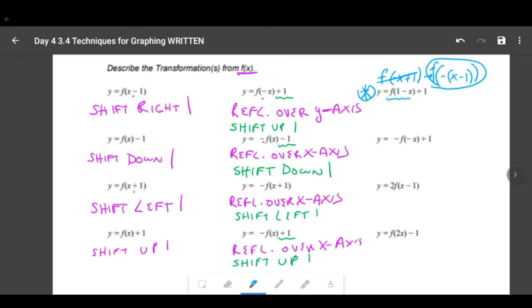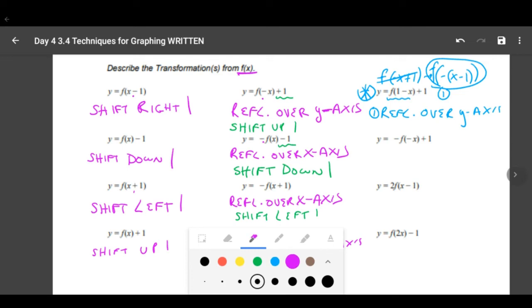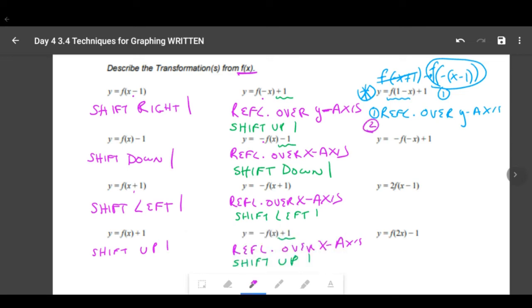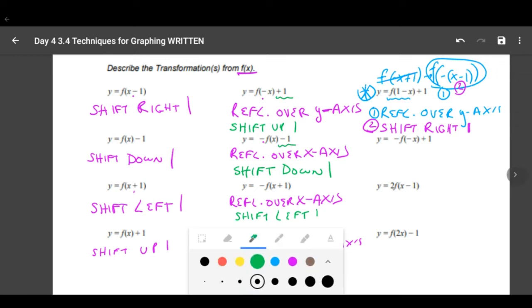Okay, so now when I look at this, I actually have 3 transformations in doing this problem. The first transformation, well, that's that negative that's right inside there. So the first thing I'm going to say here is that we are going to reflect over the y-axis. Okay, the second transformation, now we'll go to purple here. Well, that's this minus 1 on the inside. So what I can say is that we are going to shift to the right 1.